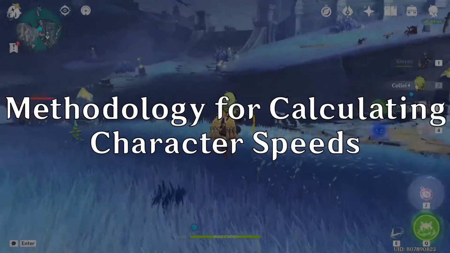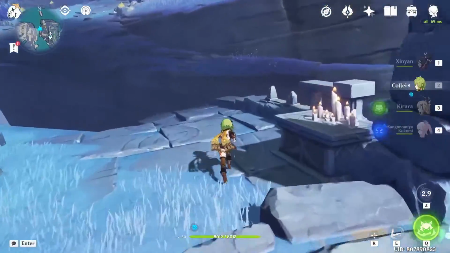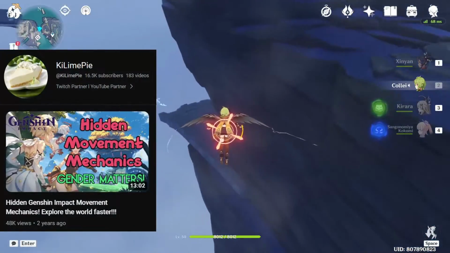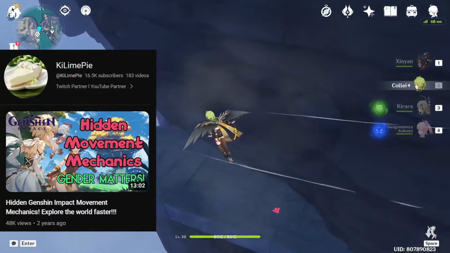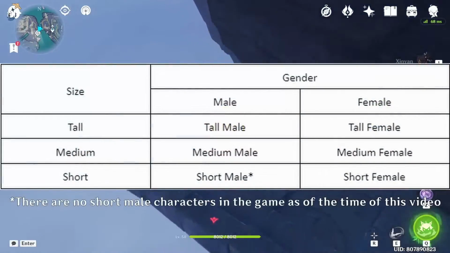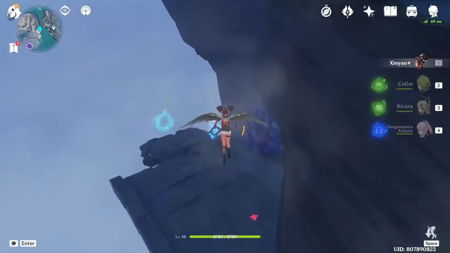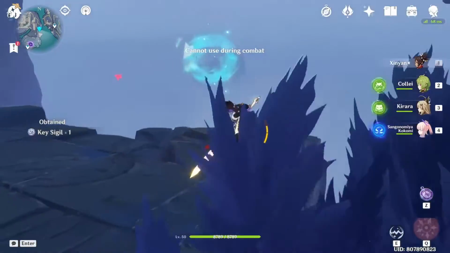Some of you already know that characters have different movement speeds based on their gender and height. A video by Keacs demonstrates this very nicely in a video called Hidden Genshin Impact Movement Mechanics. Explore the world faster. Here's a table that shows the different types of base models. We can use the equations from earlier to calculate the speed and acceleration.